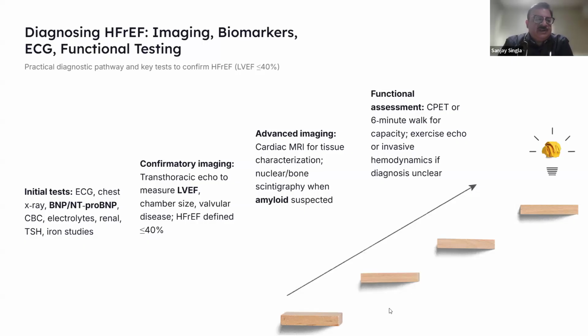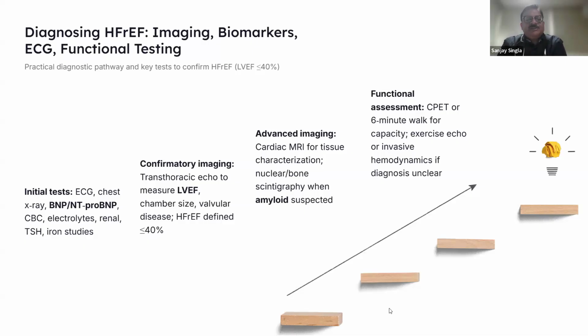We have to see the CBC, electrolytes, renal profile, TSH, iron studies. Iron studies we have to see in all HFrEF patients, because anemia and decreased iron and ferritin levels contribute a lot to the patient's symptoms. Confirmatory imaging is transthoracic echo to measure LVEF, chamber size, valvular disease, and HFrEF.